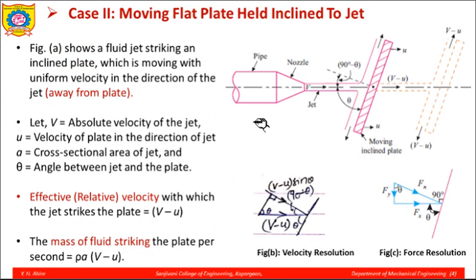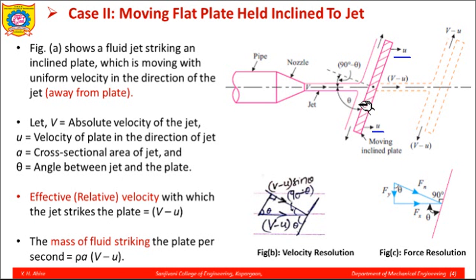Now we move on to case number 2, that is moving flat plate held inclined to the jet. As we have seen in an earlier case, this is the inclined flat plate, but it has a motion in the x direction, that is u meter per second. This is a fixed nozzle that produces a jet with absolute velocity capital V. The inclination between the jet direction and the surface of the plate on the lower side is theta.